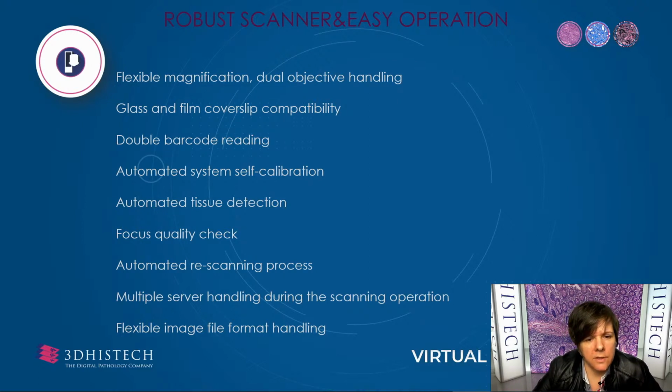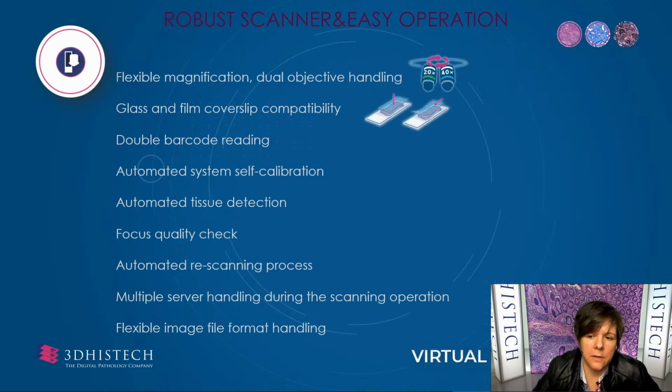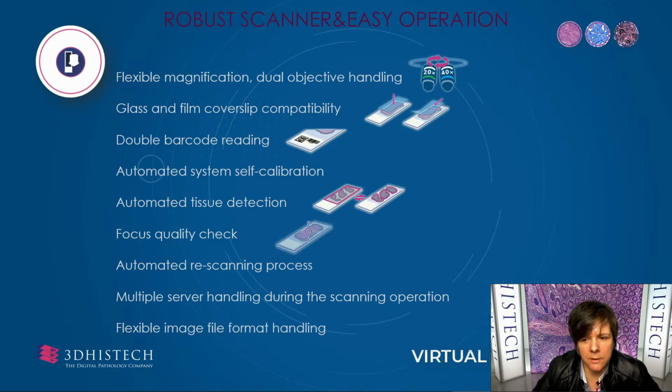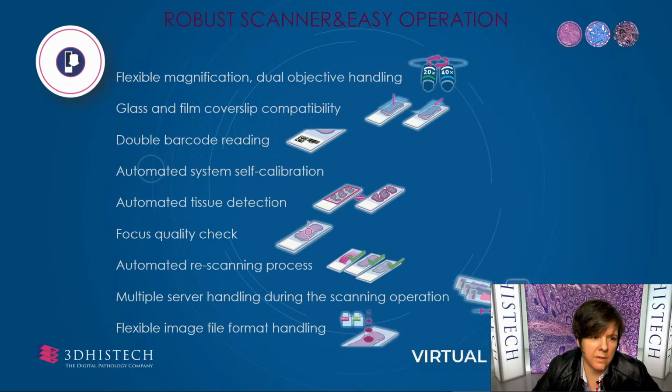Our diagnostic scanners include dual objectives. They are compatible with glass and foil cover slip slides. They support the dual barcode reading process. Automated tissue detection helps to define the sample area correctly. The focus quality check ensures the rescan scanning process if it is needed. The diagnostic scanner software can handle multiple servers during the continuous scanning process, and it supports the MRXS and the DICOM file formats as well.